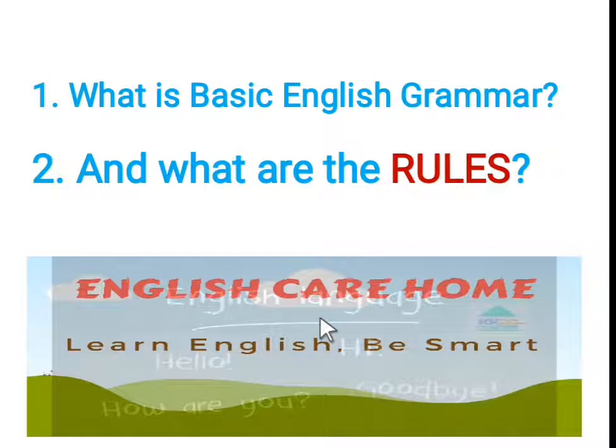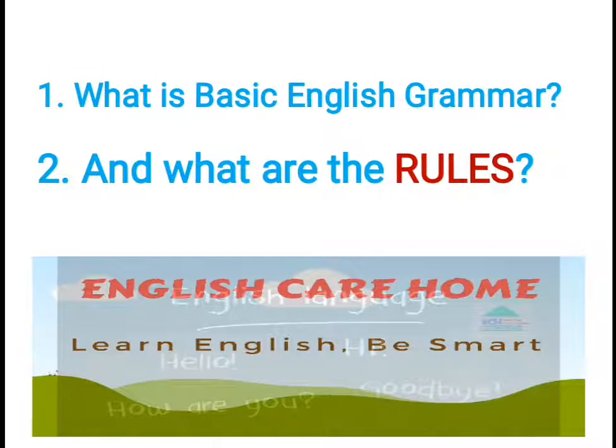So what is basic English grammar and what are the rules? Basic English grammar is the fundamentals of English grammar, which by any means shouldn't be avoided. You must have knowledge about basic English grammar rules, otherwise you won't be able to use them in English. And what are basic English grammar rules? You know there are hundreds of grammar rules, but the basic ones refer to sentence structure and parts of speech, which are noun, pronoun, adjective, verb, adverb, preposition, conjunction, and interjection.